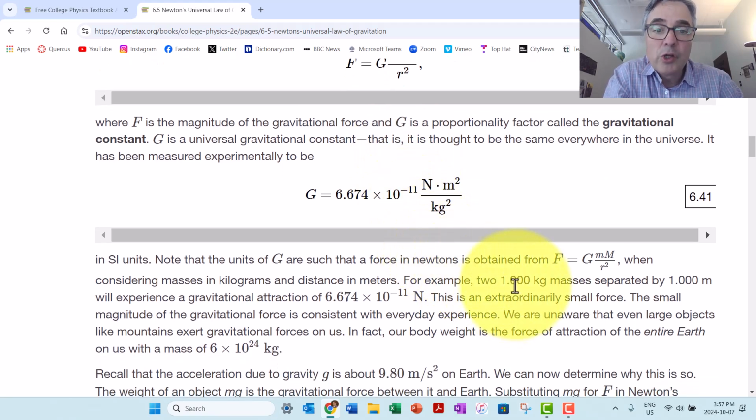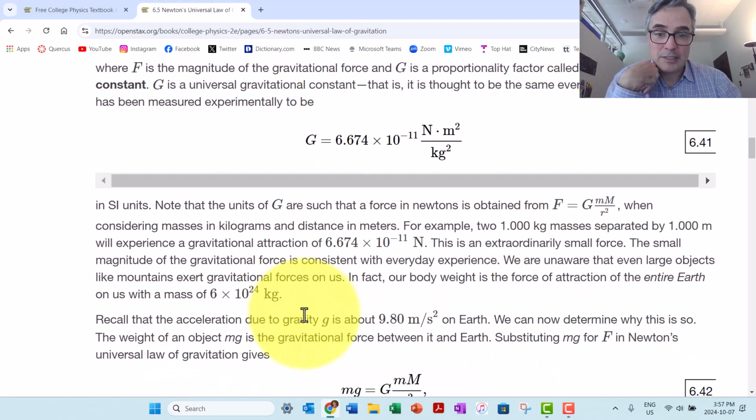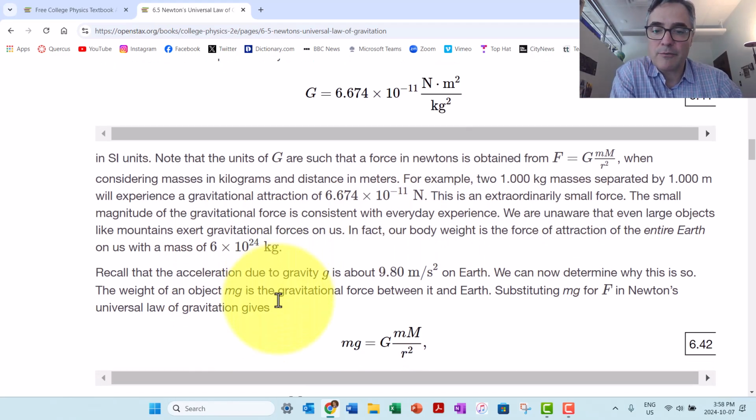So for example, when two 1 kilogram masses are separated by 1 meter, there will be an attractive force of 6.674 times 10 to the minus 11 newtons attracting them towards each other. Now that's very difficult to measure. It's an extraordinarily small force. We are unaware that even large objects like mountains exert a gravitational force on us. In fact, our body weight is the force of attraction of the entire Earth on us. And the entire Earth has a mass of 6 times 10 to the 24 kilograms.